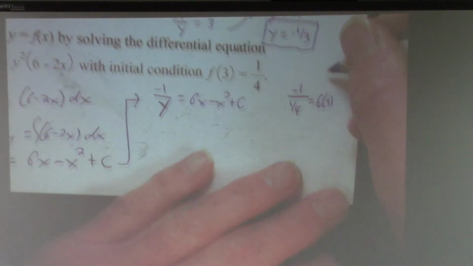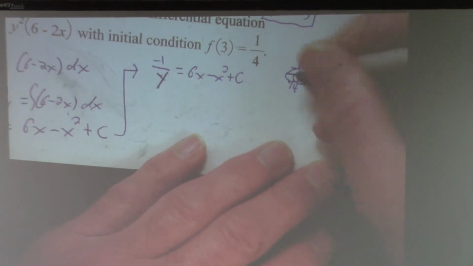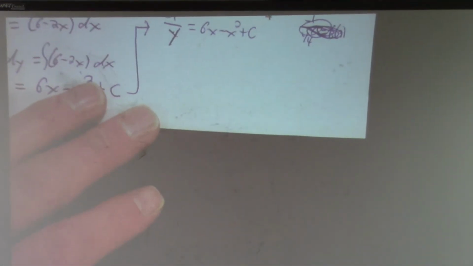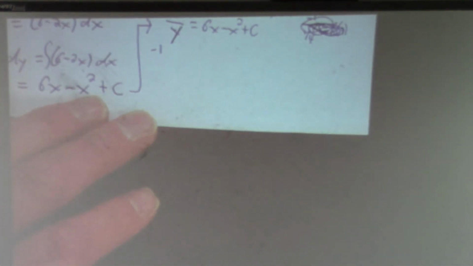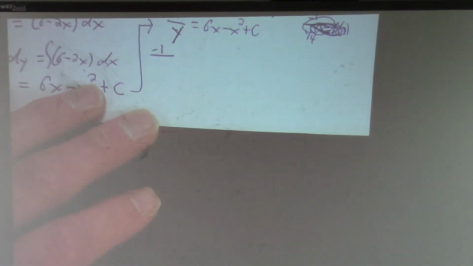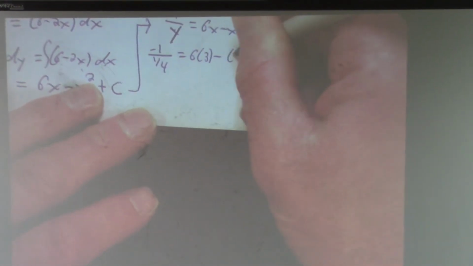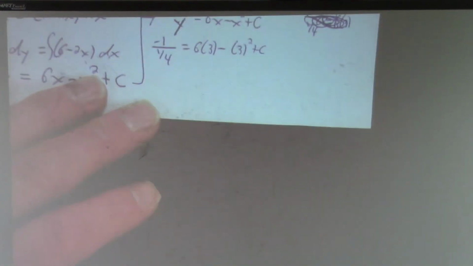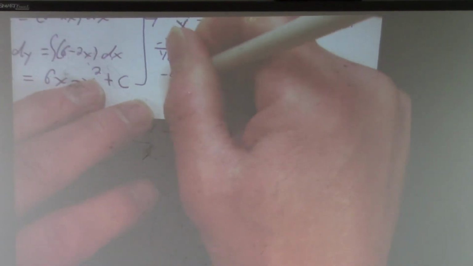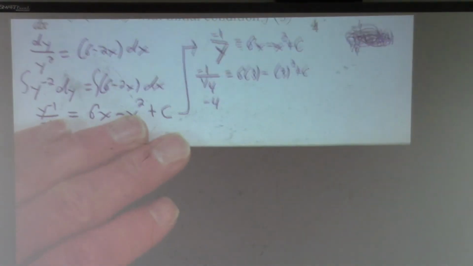I'm running out of room here on this side, so why don't I come down here and actually do this in my main work this time, okay? So that we can see a little bit better here. So negative 1 over 1/4 equals 6 times 3 minus 3 squared plus c. This is a negative 4 here because dividing by 1/4 is the same as timesing by 4.